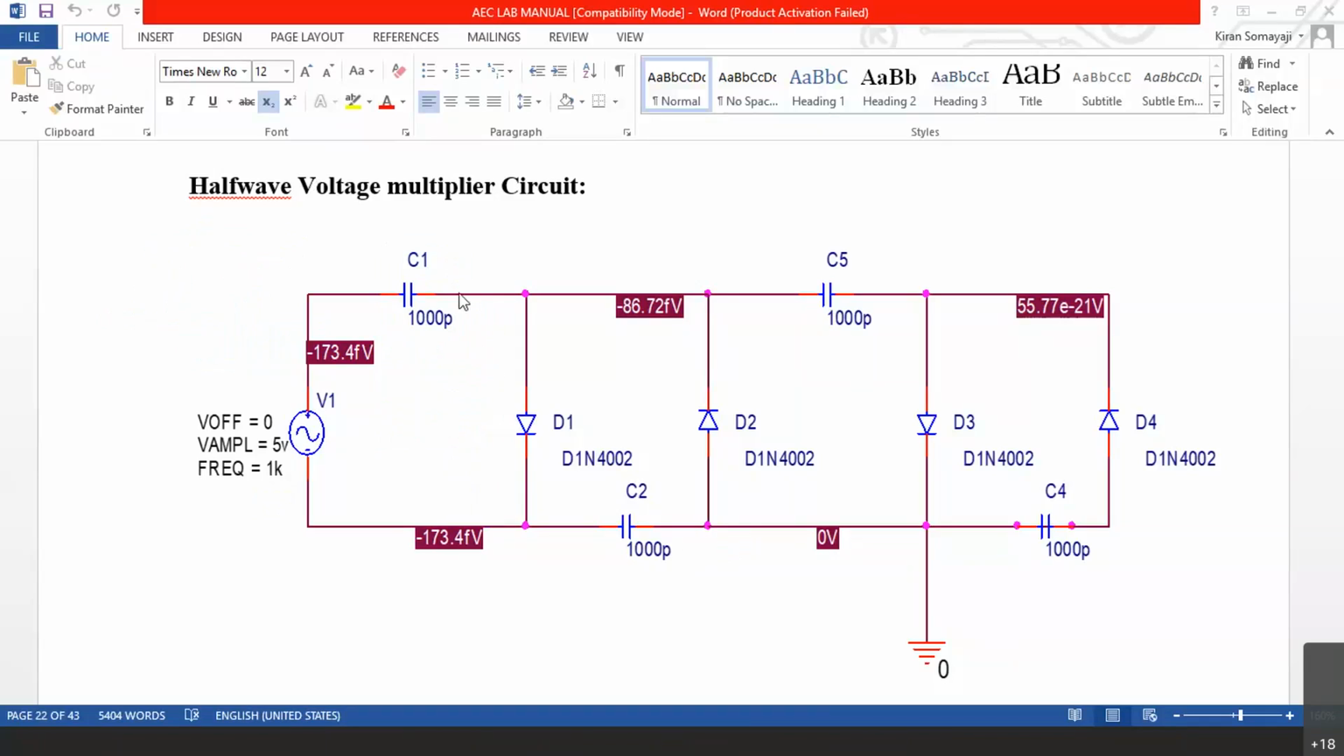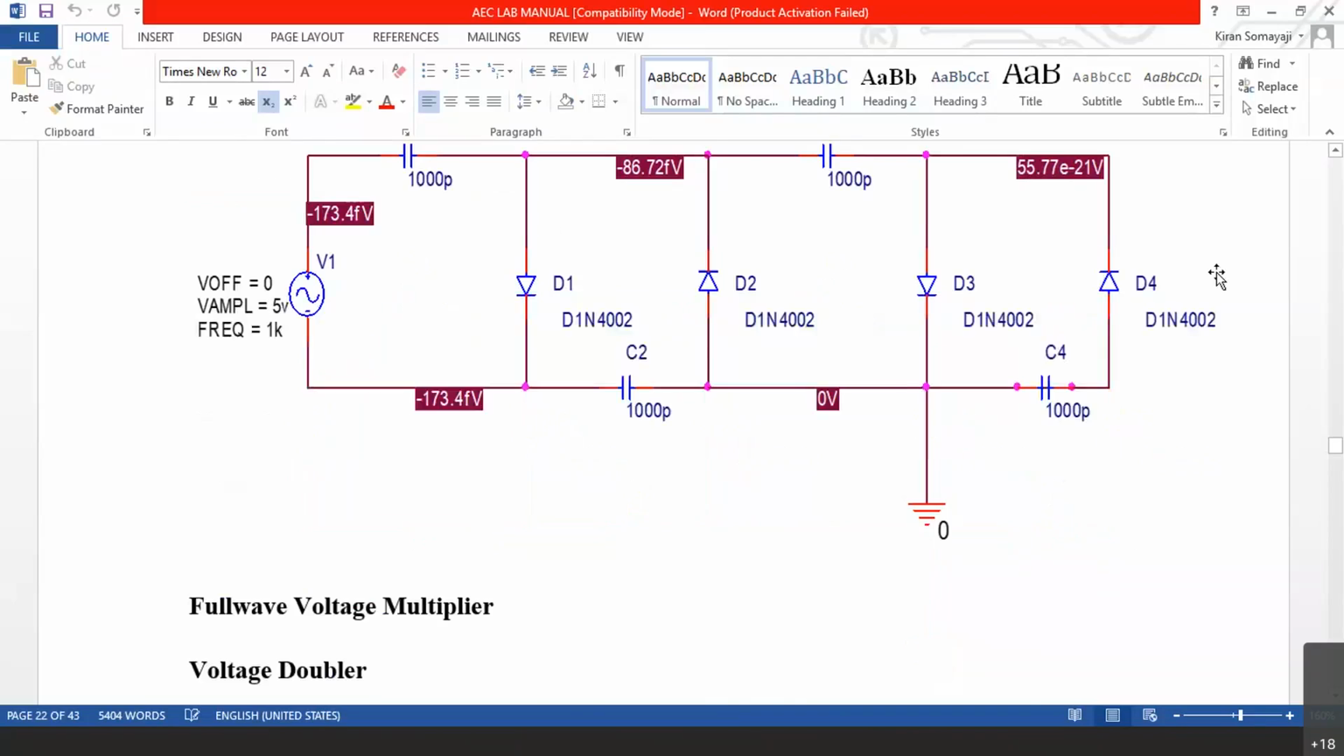When they do not discharge, they will retain the value. So here it is 5 volts, here 10 volts, here 15 volts, here 20 volts. That way, doubler, tripler and quadrupler, all the three are working together in a single circuit. This is a half-wave voltage multiplier circuit. Any questions here? If there are no questions, I will proceed to the next circuit. Okay, there are no questions.